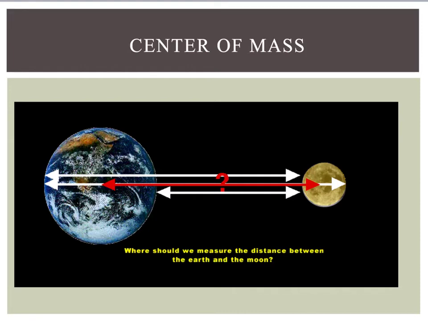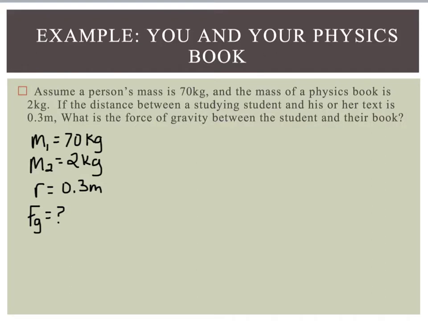So let's look at an example of applying this equation now. Since we're all studying physics and you use your book a lot, we're going to find out what the force of gravity is between you and your physics book. We're going to assume that a person has a mass of 70 kilograms and the mass of a physics book is 2 kilograms. If the distance between a studying student and his or her textbook is 0.3 meters, and remember that would be measured from the center, what is the force of gravity between the student and their book? We've got these three things, and now we have to remember our equation.